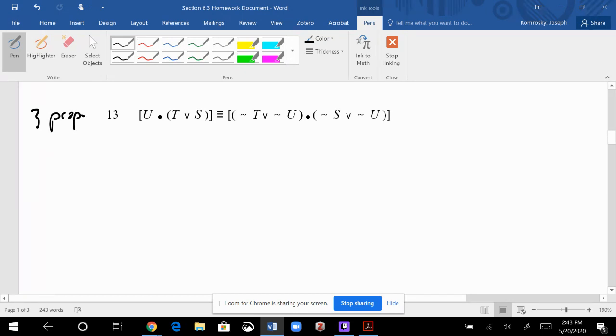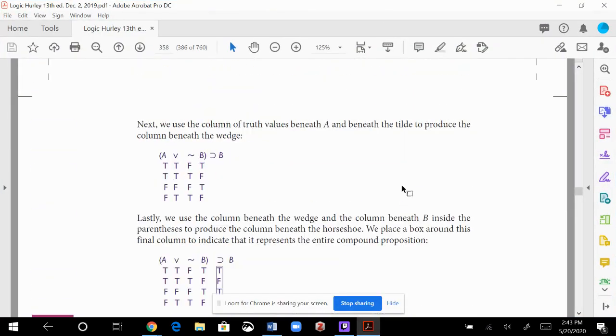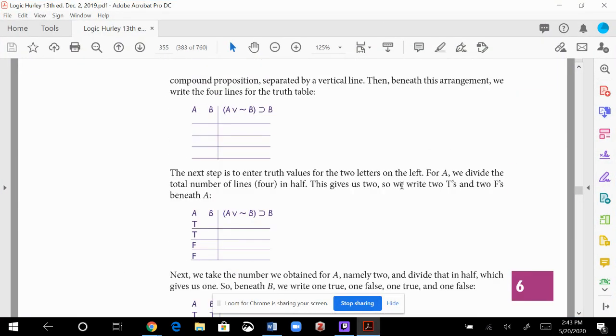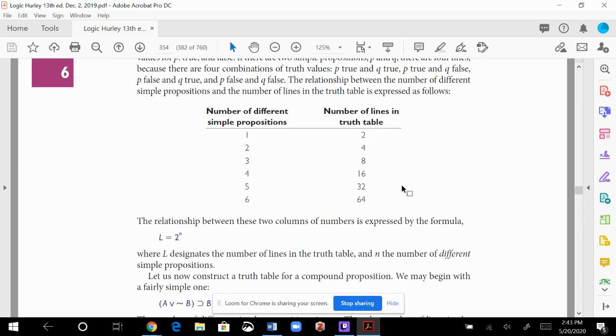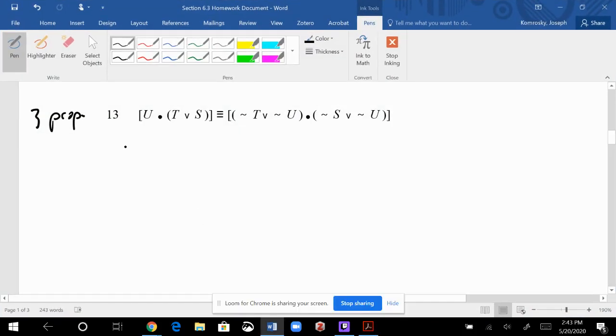How many lines on the truth table? If you got stuck, go back to 6.3, let me take you there anyways. You can go back up to the beginning of 6.3. I know we have three propositions, eight lines in the truth table. And this is review: the first proposition will have four truths and four falses. The second one will have two truths, two falses, two truths, two falses.